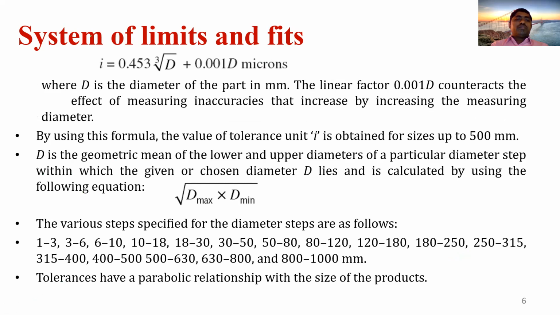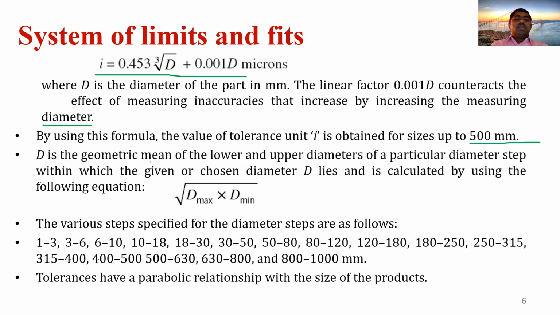So here the I value is calculated as 0.453 multiplied by the cube root of D, plus 0.001 D, in microns. Here D is the diameter of the part in mm. The linear factor 0.001 D counteracts the effects of measuring inaccuracies, which increase with increasing measured diameter. By using this formula, the value of tolerance unit I is obtained for sizes up to 500 mm.